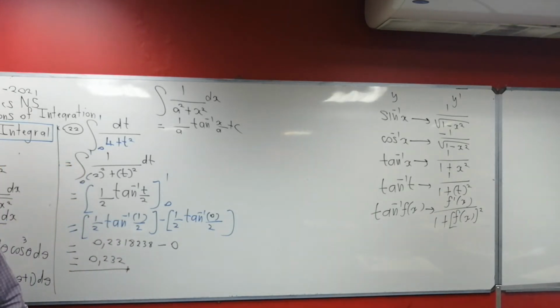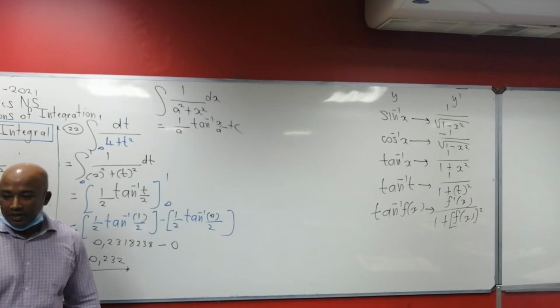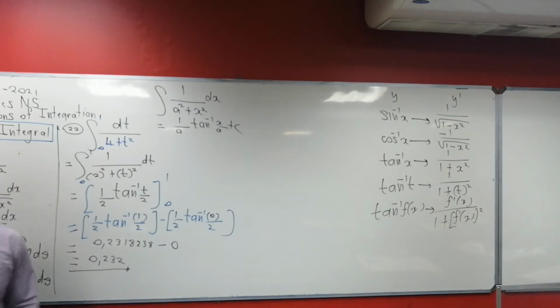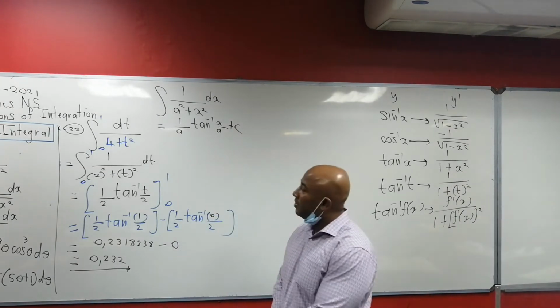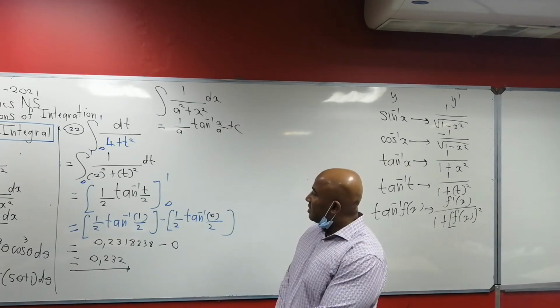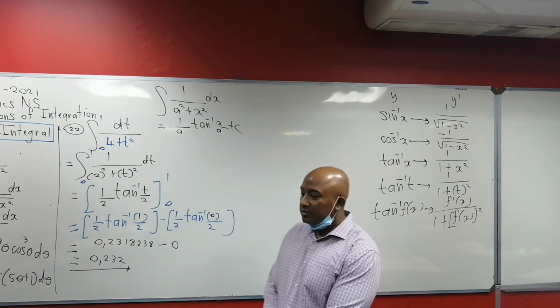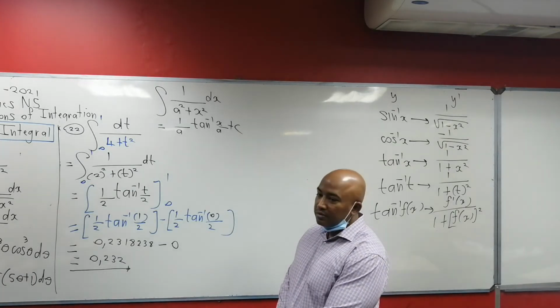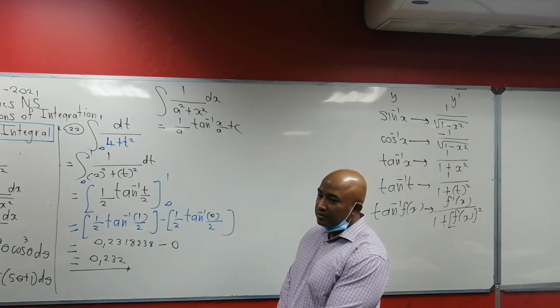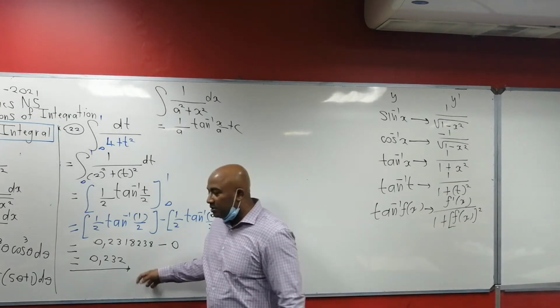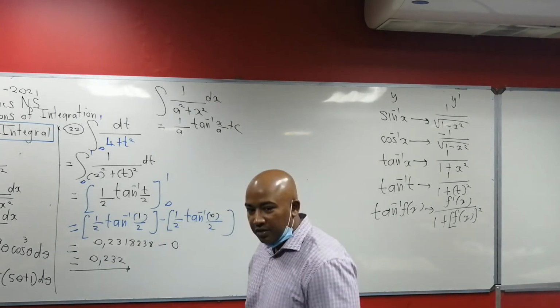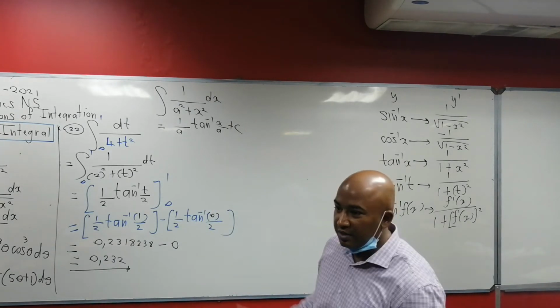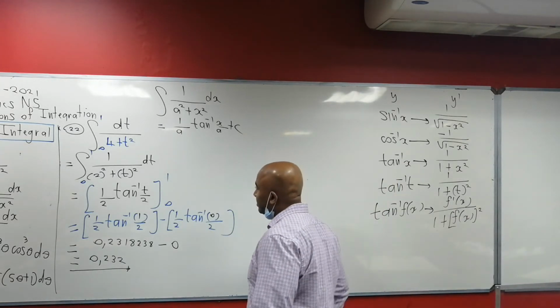Check the final answer there. Correct. Let's see the textbook final answer. This is exercise 5.1, number 22. 0.232. So leave your calculator in radians all the time. Not all the time, I mean when you're dealing with these things in trigonometry, integration.